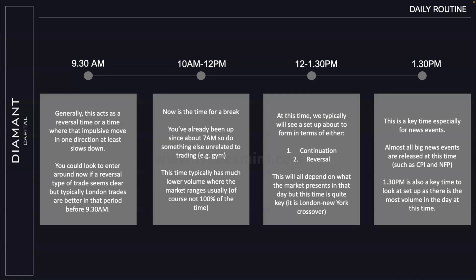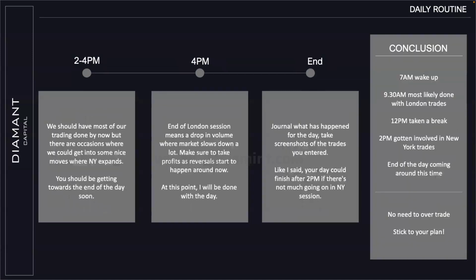Then we've got 1:30. This is a key time, especially for news events. A lot of big news events get released at this time. Off the top of my head, we've got NFP that comes out at this time, CPI data as well, all to do with inflation. And just in general, 1:30 really is a key time that you want to be looking at, not only because of the news events, but because it has a lot of volume in the day. But yeah, that's pretty much it for that.